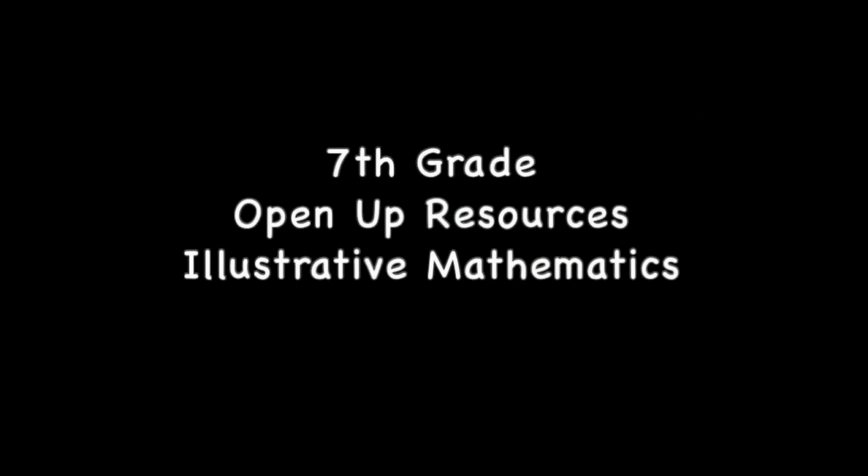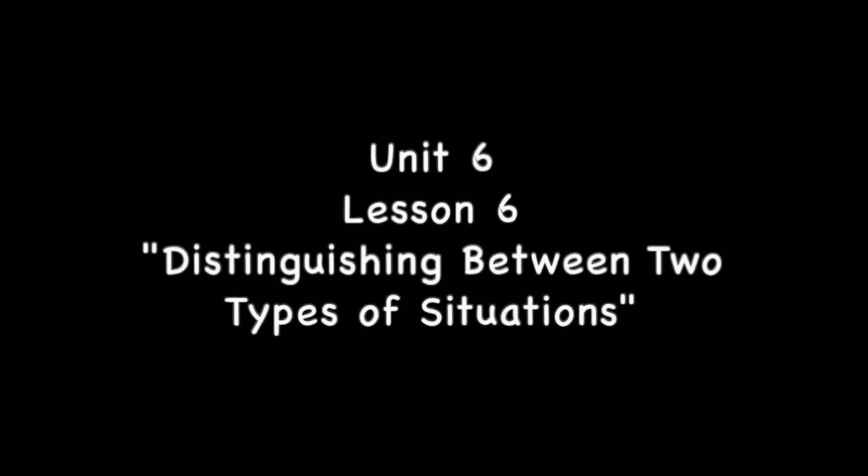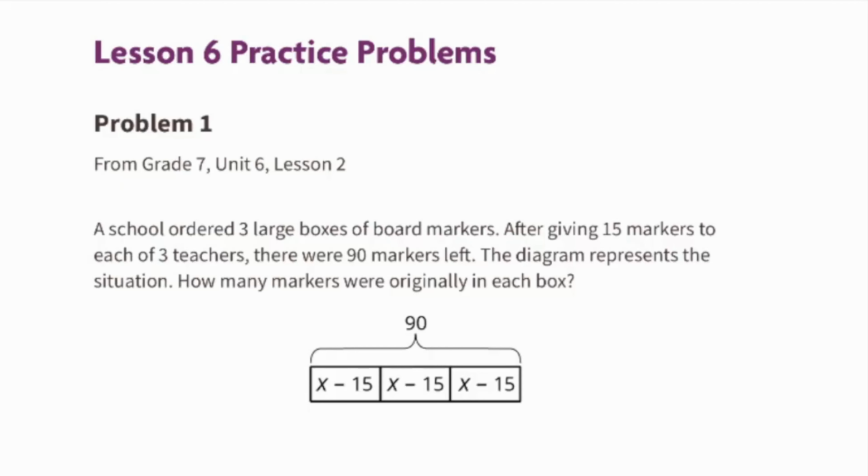Seventh grade Open Up Resources, Illustrative Mathematics, Unit 6, Lesson 6, Distinguishing Between Two Types of Situations. Problem number 1 from 7th grade Unit 6, Lesson 2. A school ordered 3 large boxes of board markers. After giving 15 markers to each of 3 teachers, there were 90 markers left. The diagram represents the situation. How many markers were originally in each box?